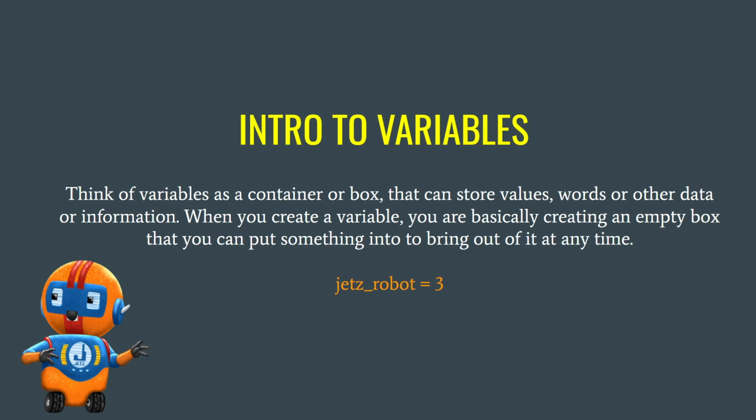So here's an example. We have Jets the robot over here, our friend, and here we have a variable, Jets_robot equals 3. And here's your variable name, Jets_robot. Here's your value, 3. So we're assigning it a value and we're assigning it a variable name. The variable names can be anything. We'll get into the naming conventions in a minute, but you want to just make sure that you're creating it and giving it a value at some point in your code.